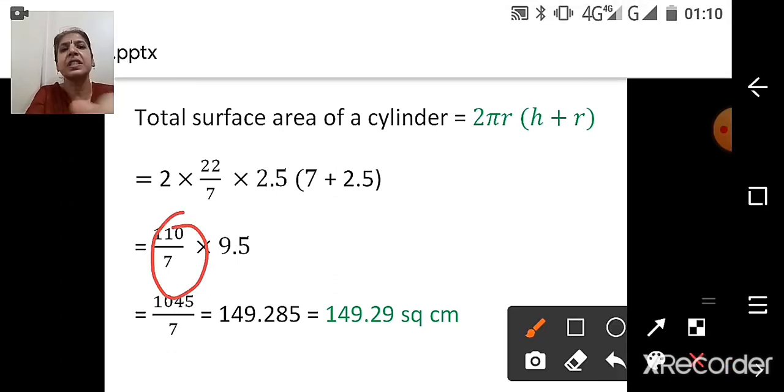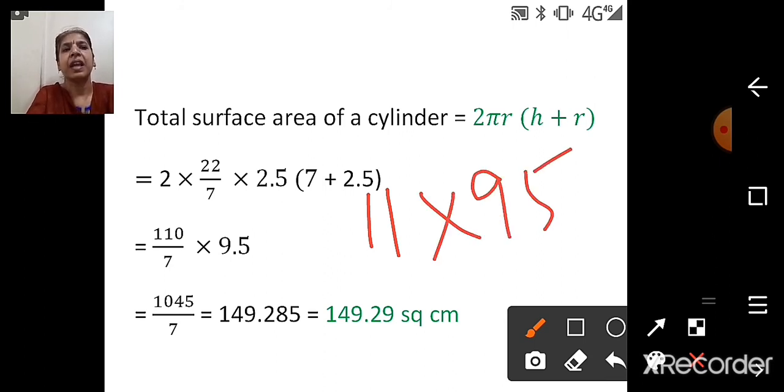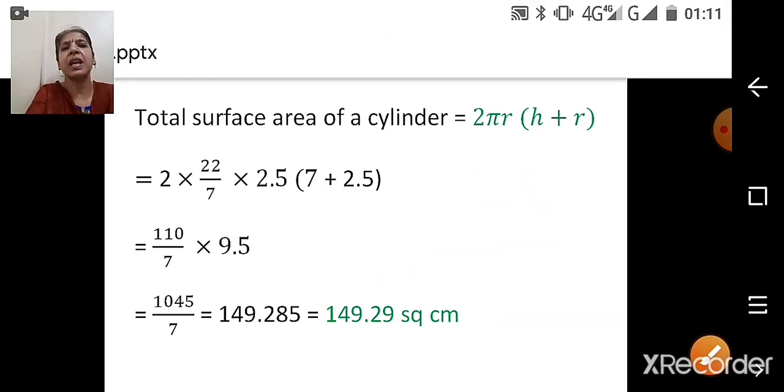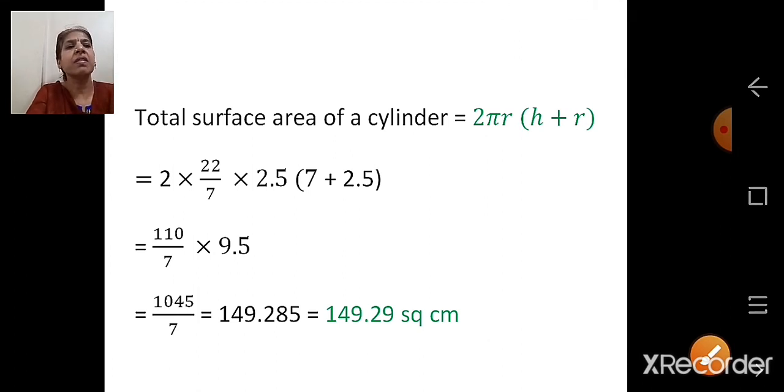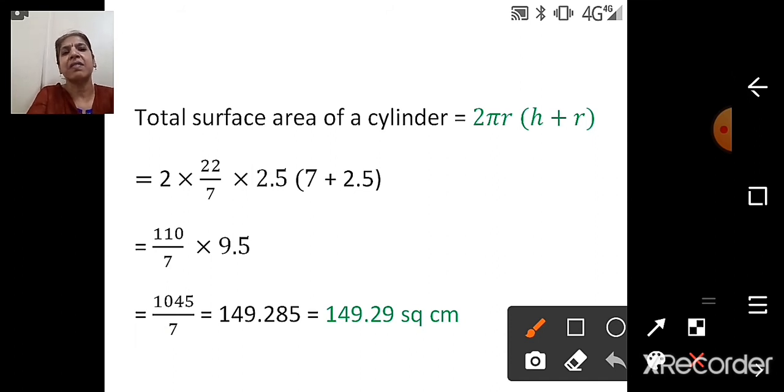110 upon 7 we have got. So first you will multiply 110 with 9.5. When you multiply with 9.5, your one decimal here will go with the 0. And what is remaining is you have to multiply 11 with 95 upon 7. So first you multiply, that answer you will get 1045. That 1045 you have to divide by 7. So take 3 decimal places. When you divide, you will get 149 point, 3 decimal places, 285.